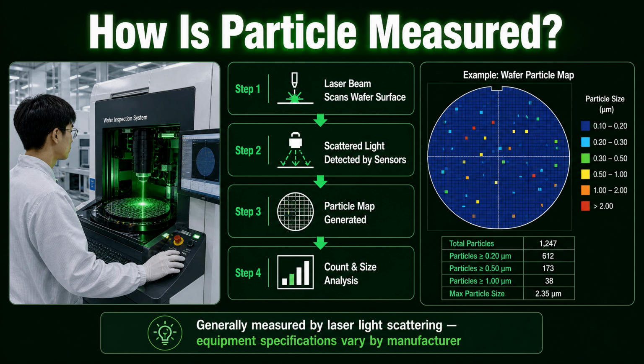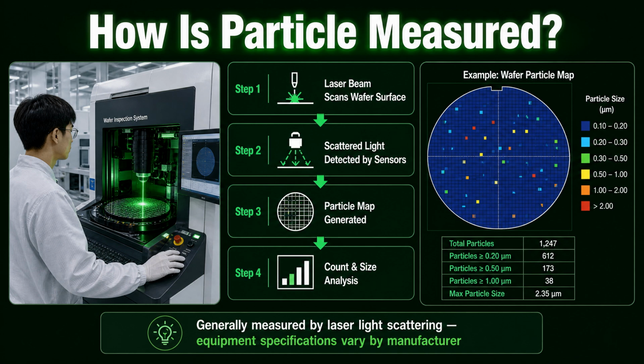A laser beam scans the wafer surface. When it hits a particle, the light scatters. Sensors detect this scattered light, and the system generates a particle map showing the location, count, and size of each defect. Laser-based surface inspection systems are widely used in the industry for this purpose.